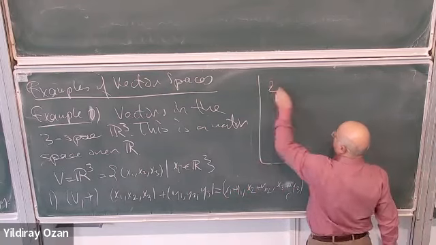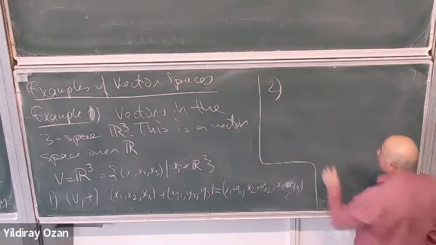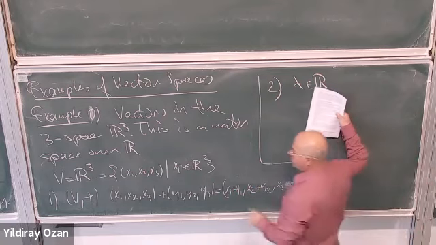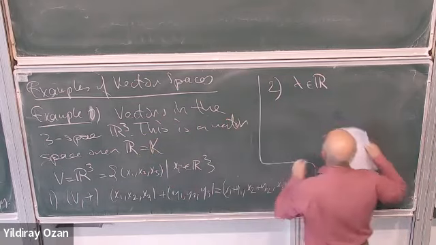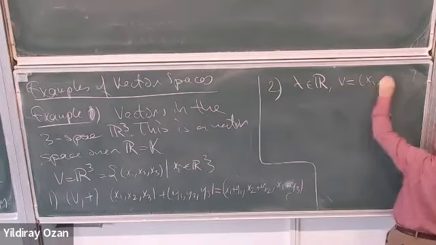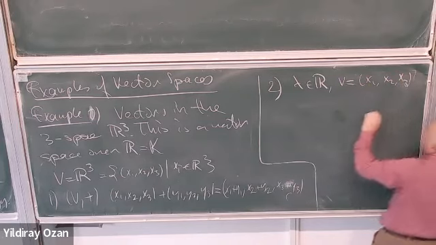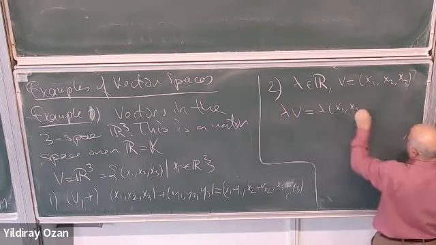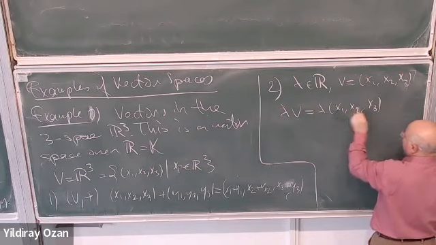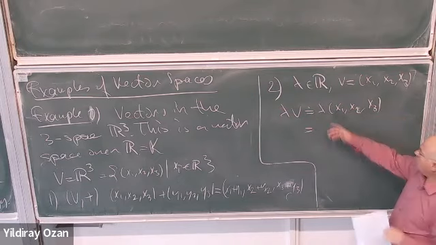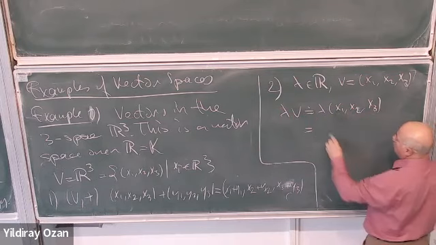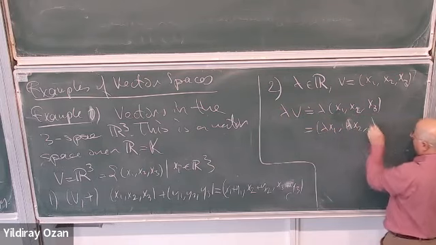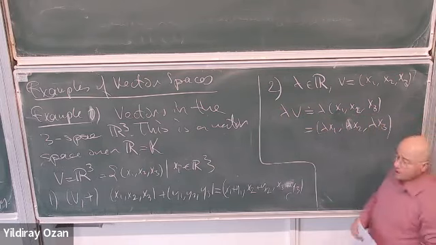What about scalar multiplication? Whenever you take a scalar, so this is our field, and a vector, let's say x1, x2, x3. So what is lambda times v? Well, lambda times x1, x2, x3 is defined as just multiplying each component by lambda. So lambda times x1, lambda times x2, lambda times x3. These are the definitions.